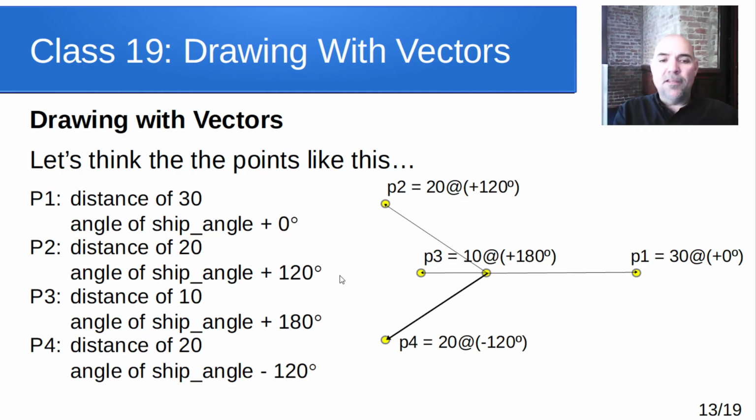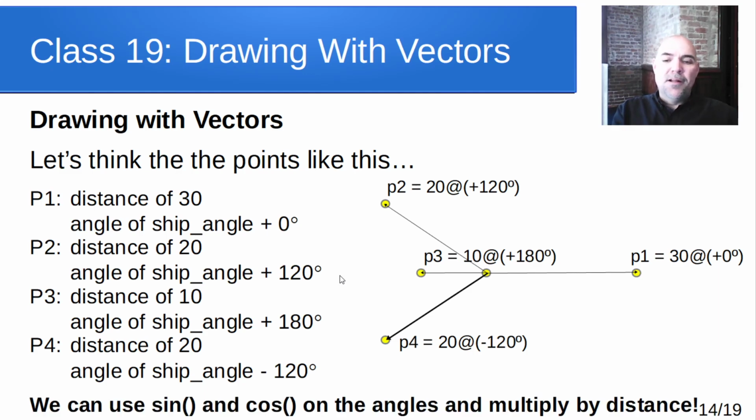So now that we've done all that, the next step here is to figure out what the displacements are. So kind of like we did the offsets before, but now we're going to do it at the angle. So we're going to use sine and cosine to figure out the angles, and then multiply that by the distance away that thing is. So in other words, this one's 30 pixels at ship angle. This one is 20 pixels at ship angle plus 120. This one is 10 pixels away at ship angle plus 180.